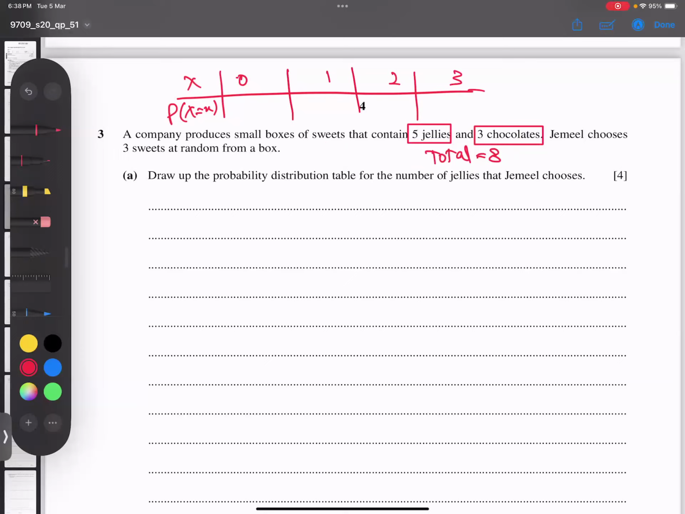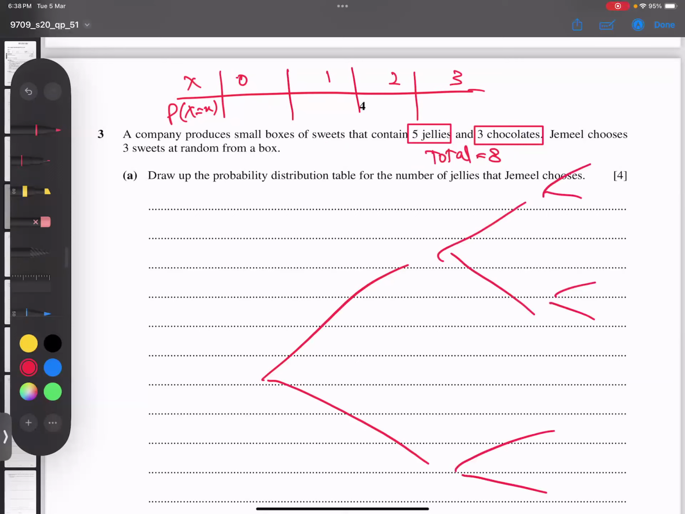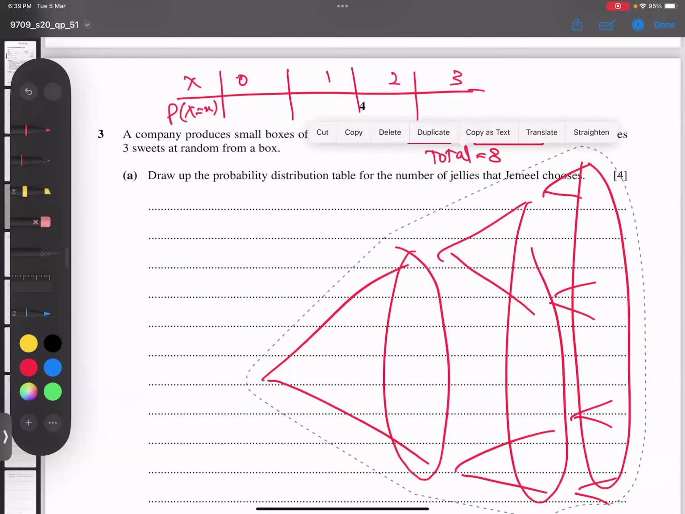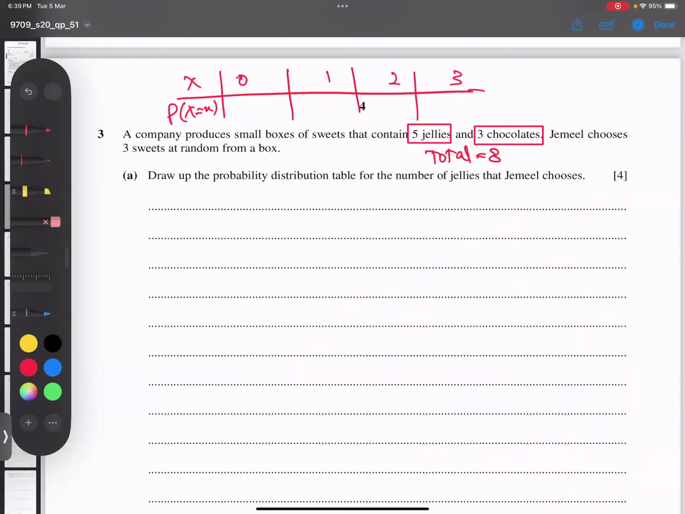And what is the method? We can do this question in 2 techniques. One is drawing up the probability tree diagram like this, with sweet number 1, sweet number 2, and sweet number 3. This is also correct, not wrong. The second method avoids this effort, because he is choosing without replacement. And when you talk about without replacement, students, we have a special formula.